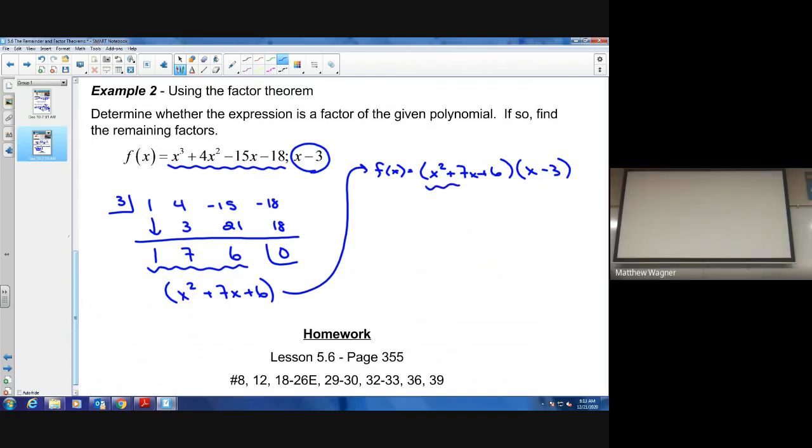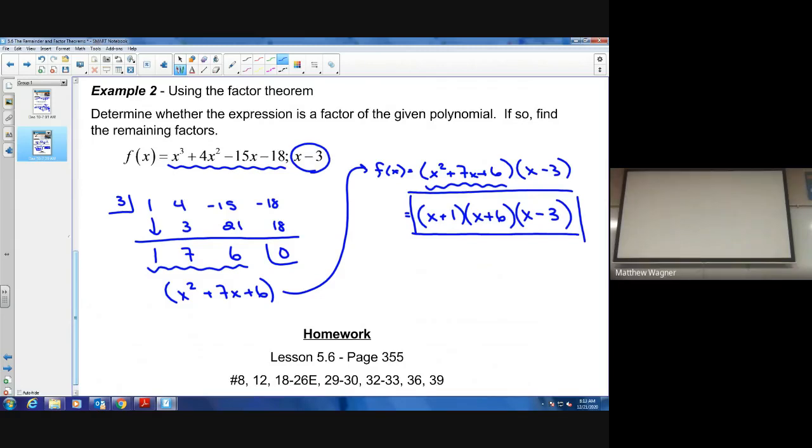And oh my, I know factors of 6 that give me 7 are 1 and 6. So I could factor that again. And oh my, look at that. We just factored the polynomial using synthetic substitution to get us started.